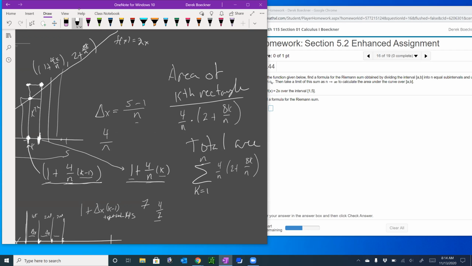Not really. In most of these pictures, if you draw a representative rectangle and label all the coordinates on that representative rectangle, you're going to kind of have everything you need.